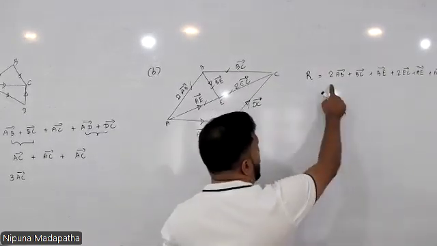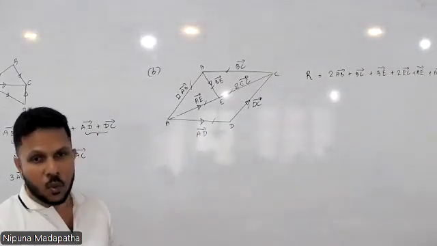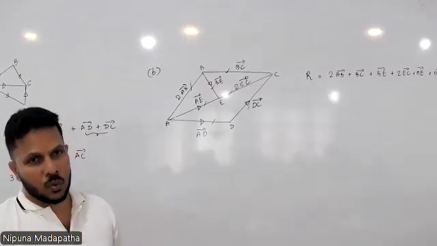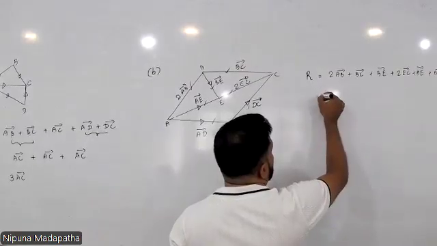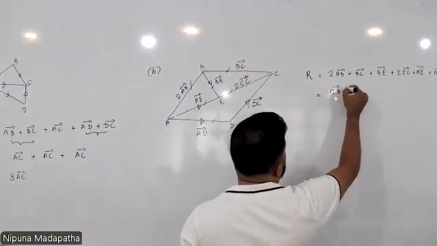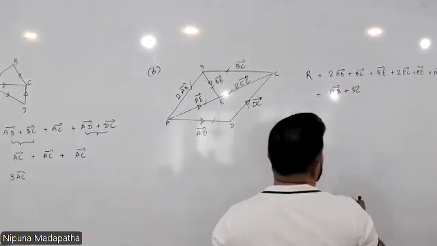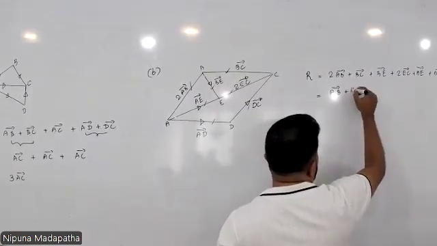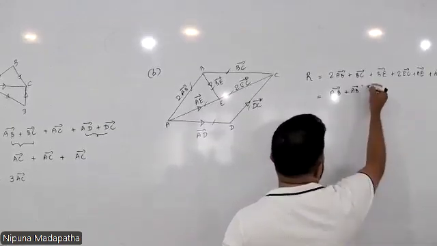Right. Then we have 2AB plus BC. So what is 2AB plus BC? Is it 2AC? No, you can't add them like that. 2AB means you can expand it: AB plus AB. I'm going to expand another BC here.